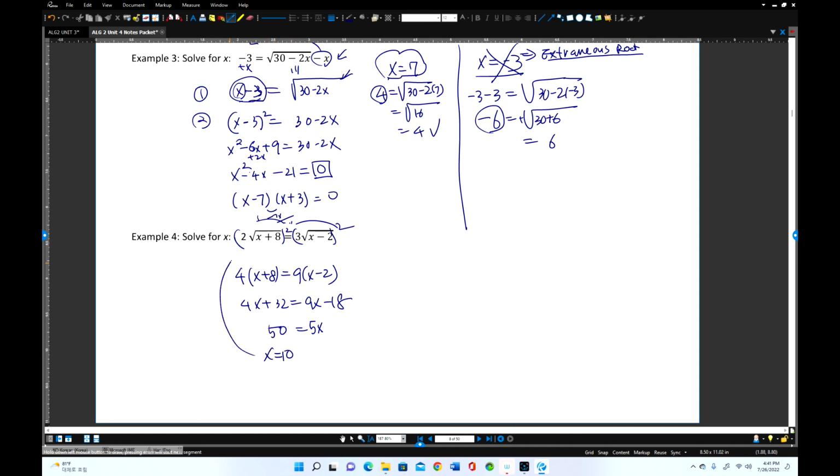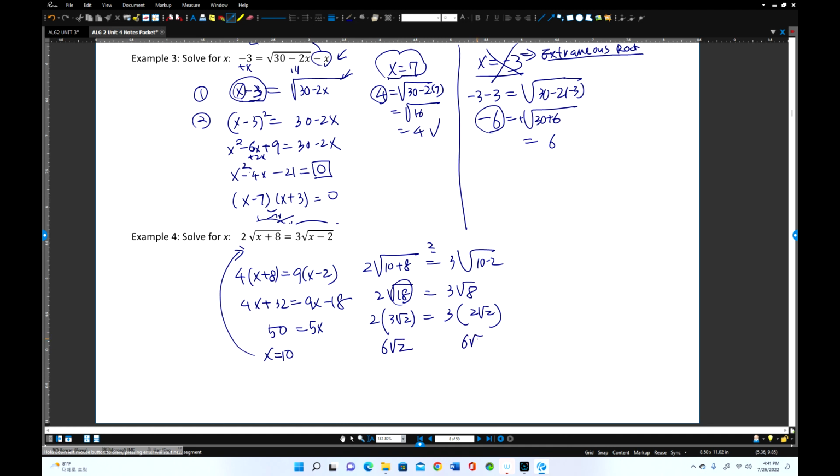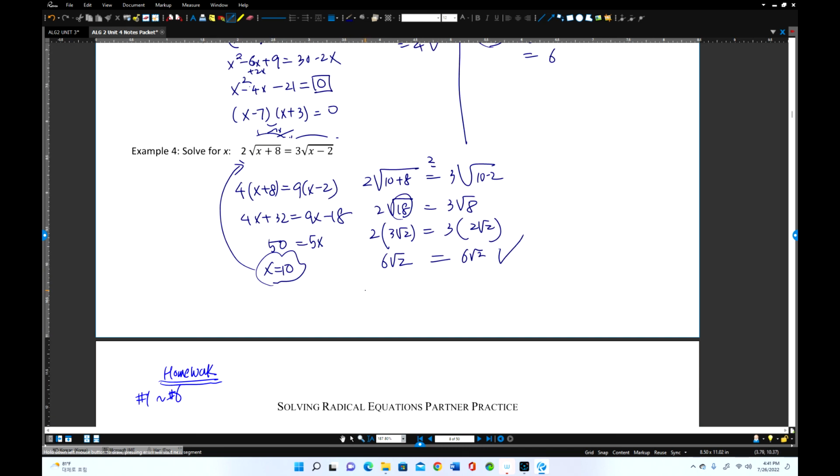But I'm going to put this number in to check it in the original. Is square root of 2 times 10 plus 8 equal to 3 times the square root of 10 minus 2? Check it out. Square root of 28... rather, root 18 equals 3 root 8? Root 18 is 3 root 2, and root 8 is 2 root 2. Now simplify: this is 6 root 2, and the right side is also 6 root 2. They are equal, so they check. So this is the answer. That's the way you can find it.